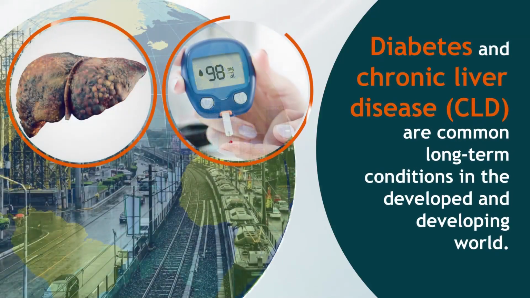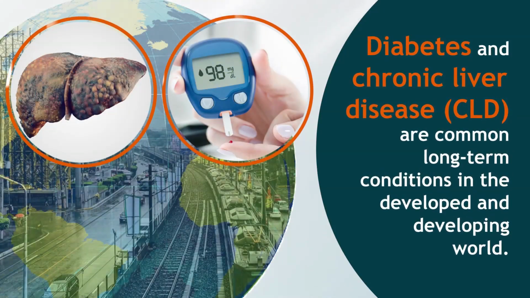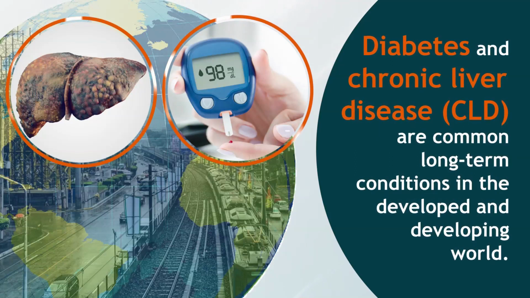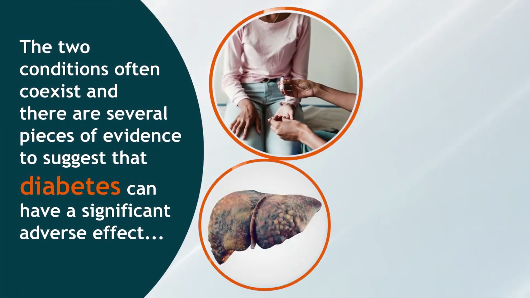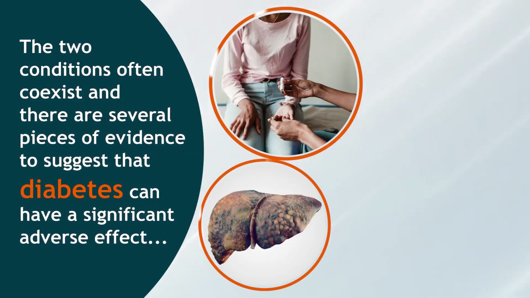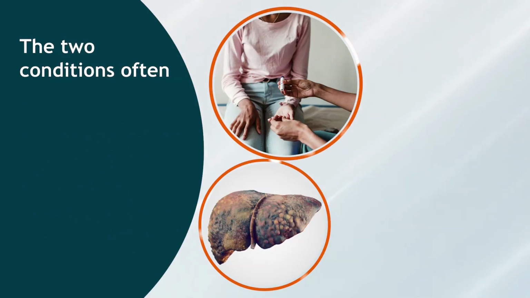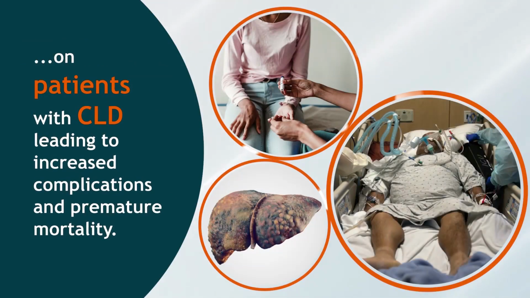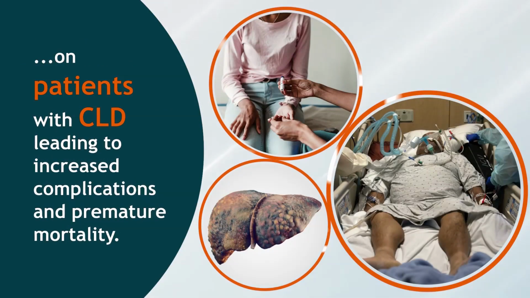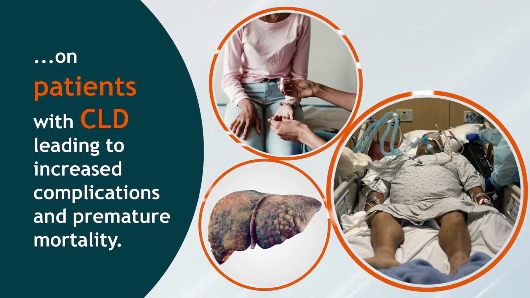Diabetes and chronic liver disease, CLD, are common long-term conditions in the developed and developing world. The two conditions often coexist, and there are several pieces of evidence to suggest that diabetes can have a significant adverse effect on patients with chronic liver disease, leading to increased complications and premature mortality.